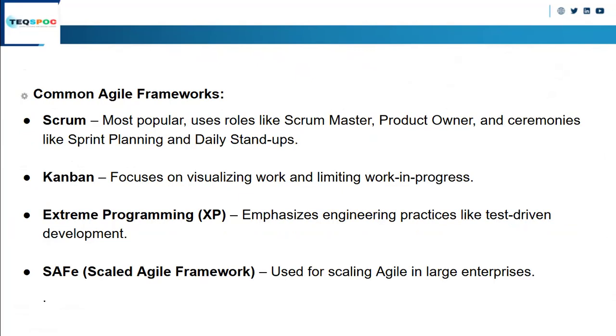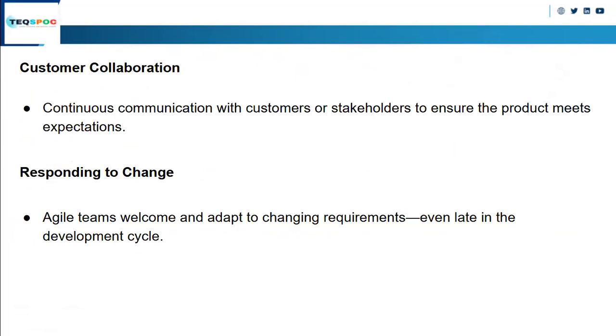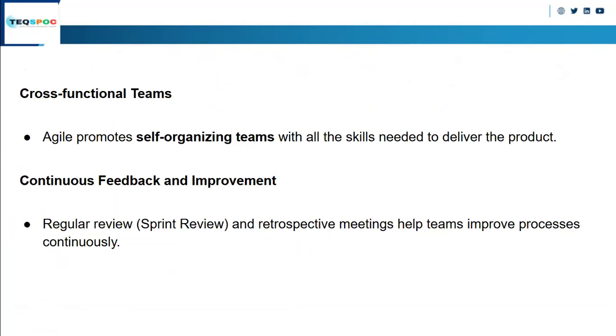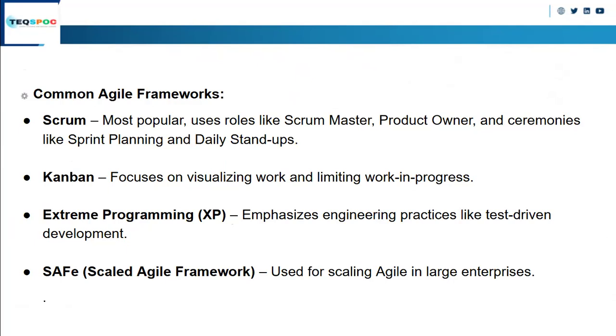Now, common agile frameworks. We have seen what the agile methodology is. Inside agile methodology, there are several frameworks like the Scrum framework, Kanban framework, extreme programming, and SAFe. So what is the Scrum framework? Basically, in the Scrum framework, as we have told, incremental iterative delivery will be done by the respective Scrum team.